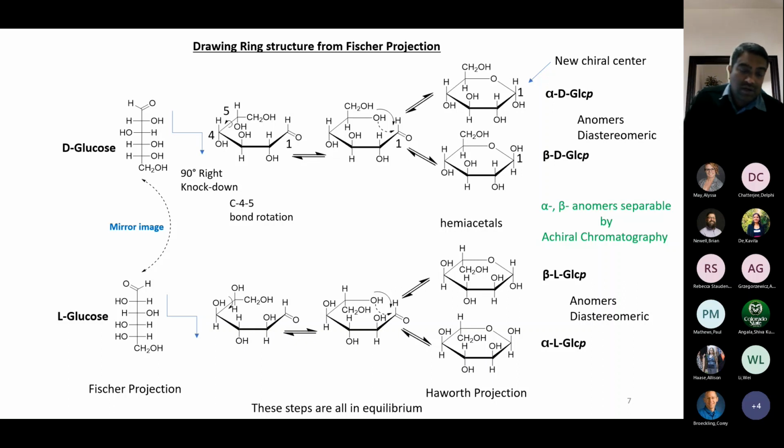So, what do we do with these? Can we use them? Note that another factor is that all steps are in equilibrium. If you leave alpha glucose in solution like in water, over a period of time, you will have a mixture of these three forms: linear form, beta form, and alpha form. So this phenomenon is known as mutarotation of sugars. This happens in aldoses as well as ketoses like fructose and others.